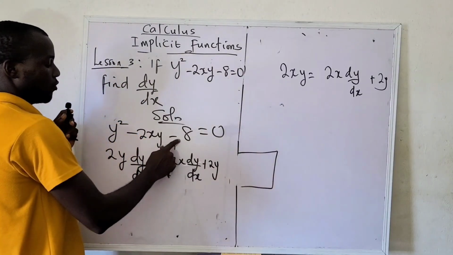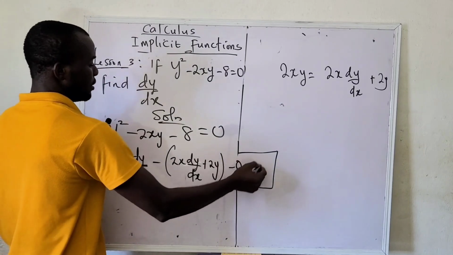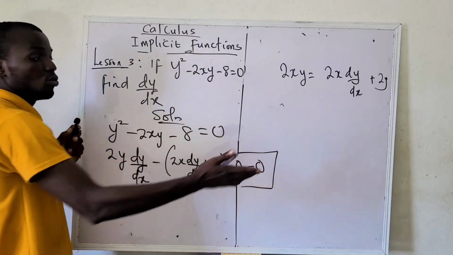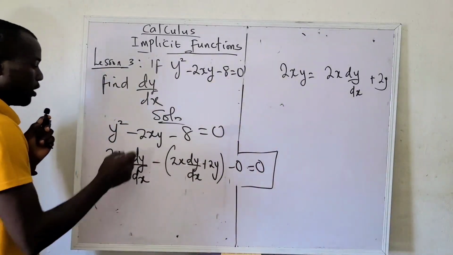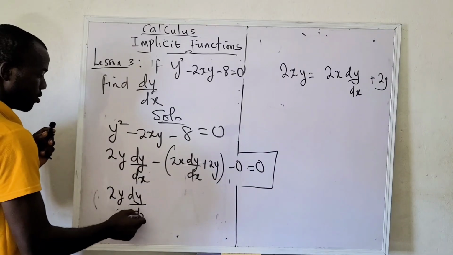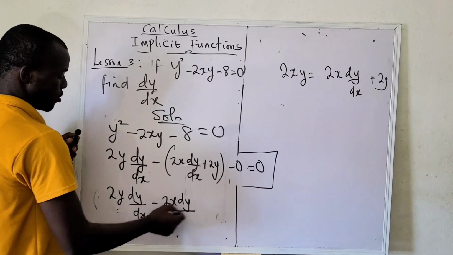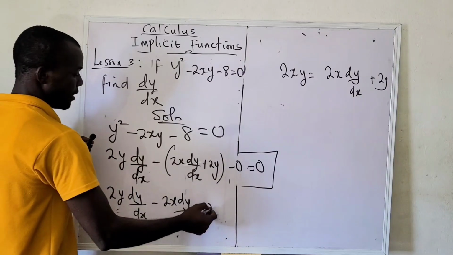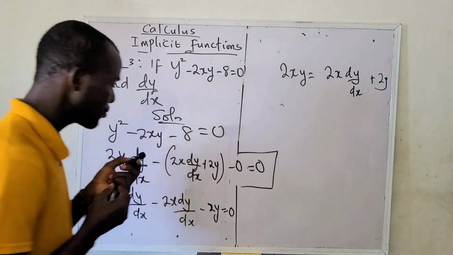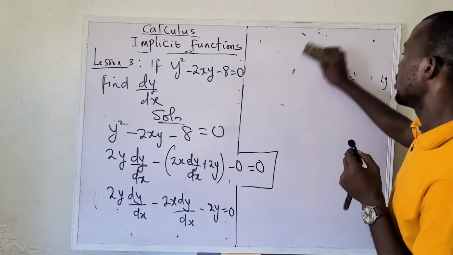And if you differentiate a constant, that will be 0, and this is equal to 0. You don't actually need this, just to show what we are doing right there. Here you can just ignore the 0, and then this will become 2x dy over dx minus 2y, and that is equal to 0. Okay, we open the bracket.